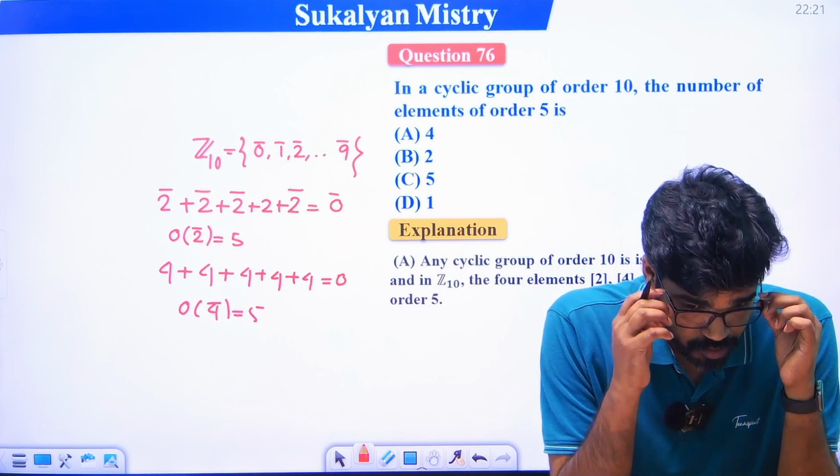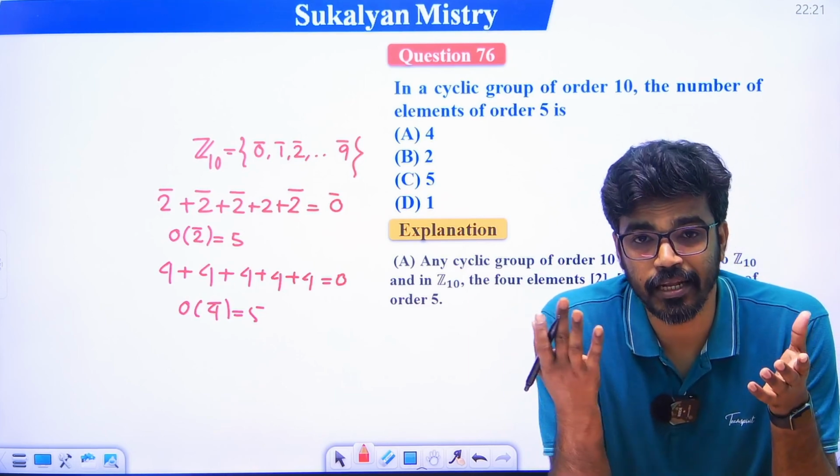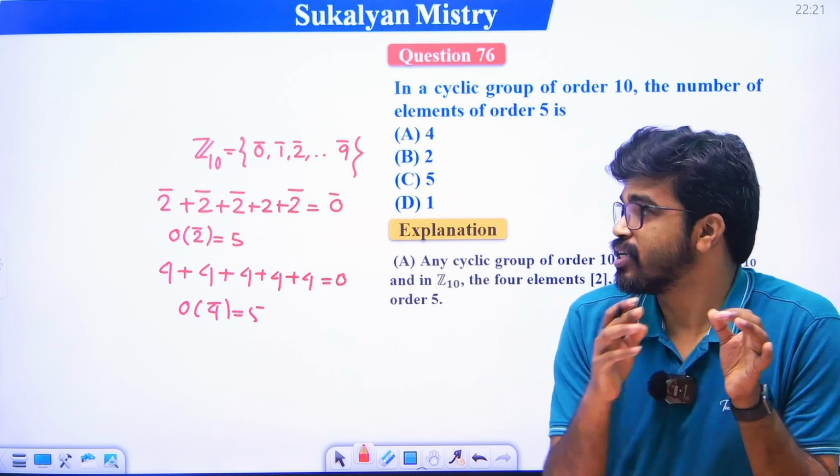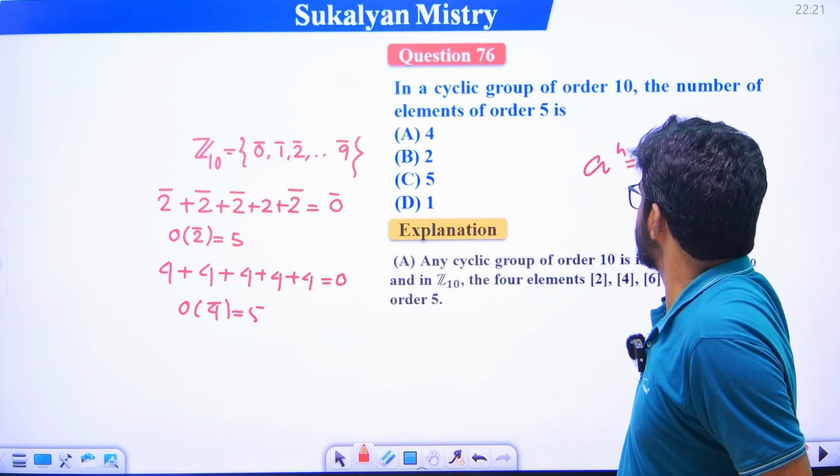What is the definition of the order of an element? An element a is said to be of order n if n is the least positive integer such that a to the power n is equal to e.